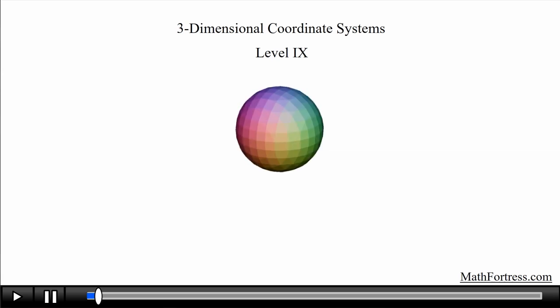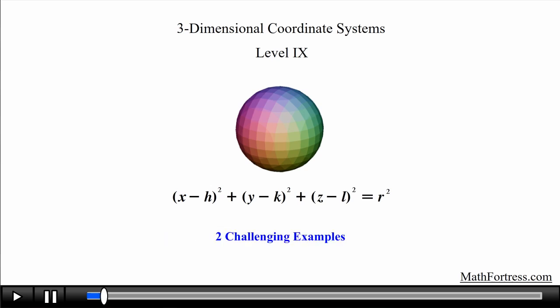Three-dimensional coordinate systems, level 9. In the previous video, we covered intermediate level examples that required the use of the equation of a sphere. Now we are going to go over two more challenging examples. Let's go over the first example.